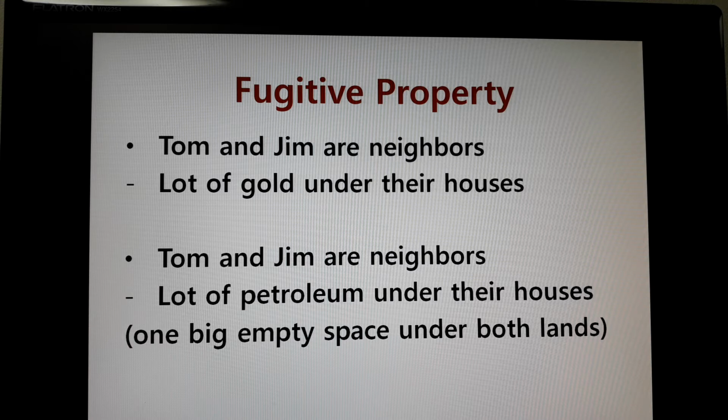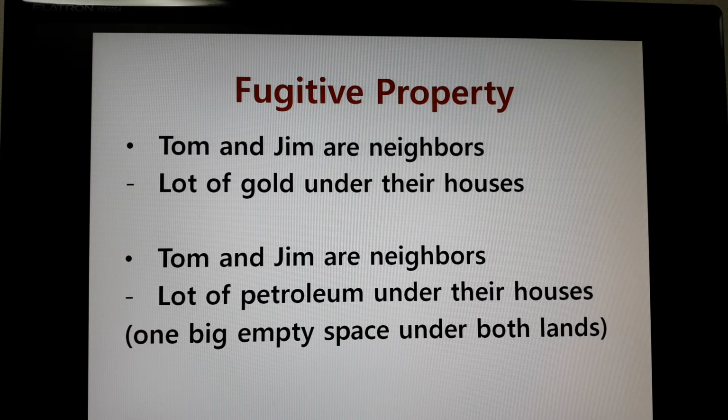Think about a swimming pool. Half the swimming pool belongs to Tom, half belongs to Jim, and it's full of water. If Tom pumps out the water, is it possible that Tom pumps out only half of the water? Or would it be possible that Tom pumps out all the water? Of course, Tom would pump out all the water, not only his part but also Jim's part, because Jim's water would flow into Tom's as soon as Tom pumped it out. So the same thing here. Unlike the gold, it's very hard to know how much petroleum originally belonged to Tom and how much originally belonged to Jim.